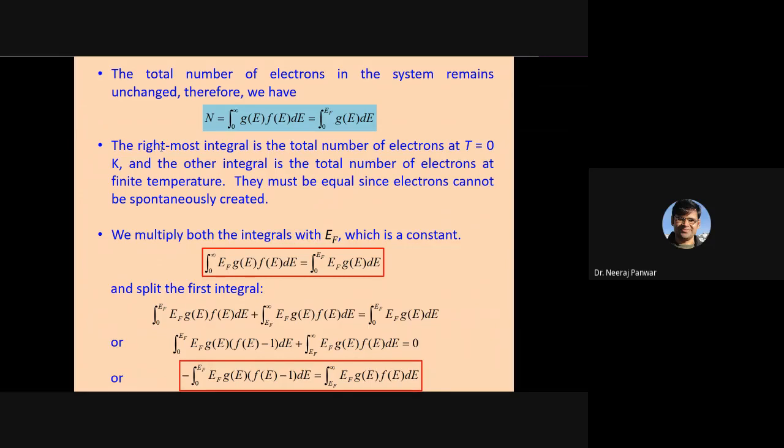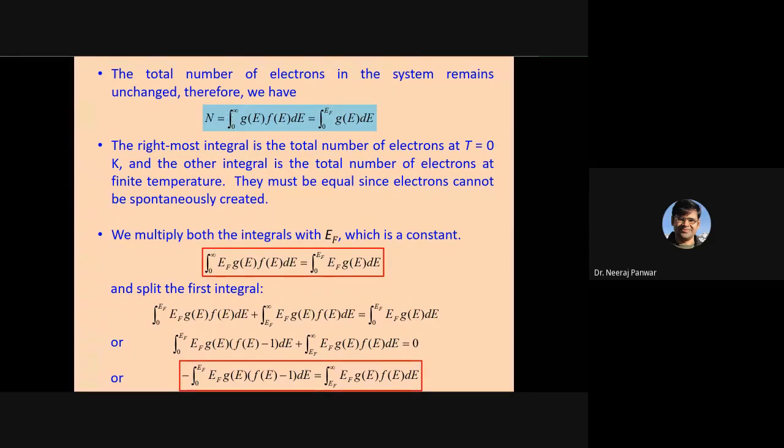So we know that total number of electrons in the metal is going to remain fixed. They are not going to change whether we are working at T equal to 0 Kelvin or we are working at higher temperature. So the total number of electrons at finite temperature would be equal to total number of electrons at T equal to 0 Kelvin.